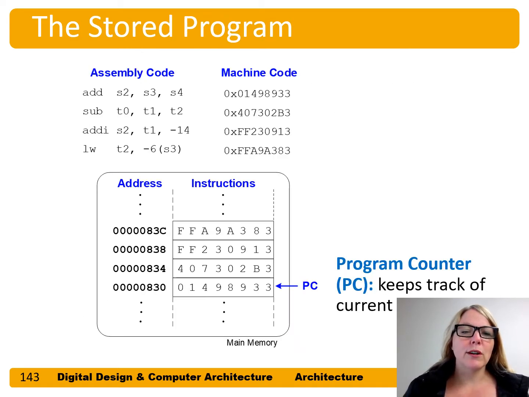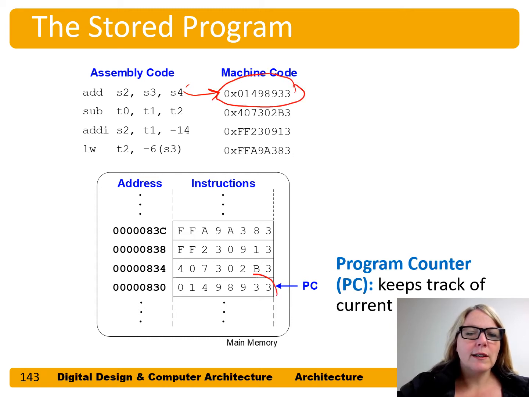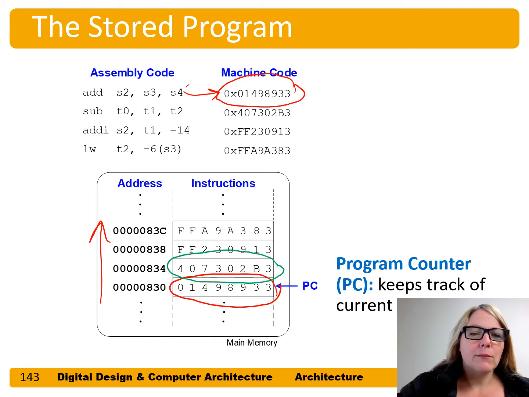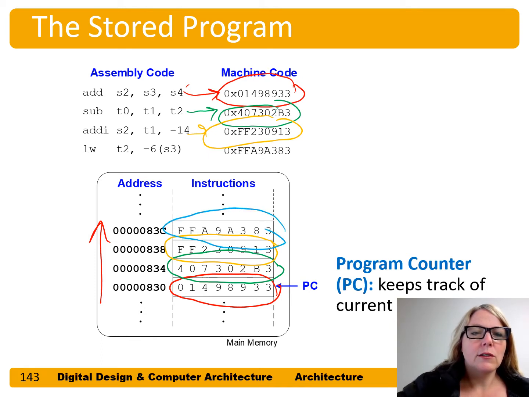So here's an example stored program. We have the add instruction followed by the subtract, and we convert those assembly instructions into machine code, and then that machine code is loaded into memory. Here's memory, here are the addresses. Remember, the addresses are increasing as we go up. So here's the add instruction, and the next memory location, or 4 bytes later, a word later, is the subtract instruction, and then later is the add immediate instruction, and finally the load word instruction.